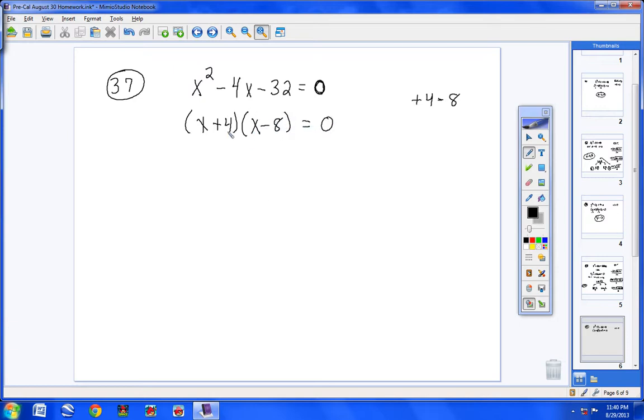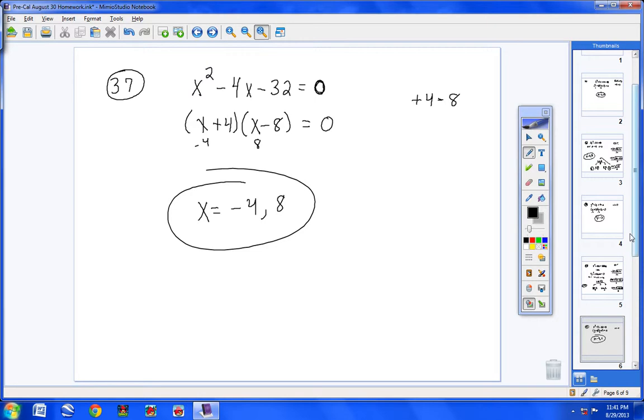Okay? Now, what group would make this parentheses? What number would you put in for x to make this parentheses a 0? Well, negative 4. Negative 4 plus 4 is 0. What number would you substitute in for x to make this parentheses 0? Well, 8. 8 minus 8 is 0, so there's your two answers. X equals negative 4 and 8. There are your two answers.